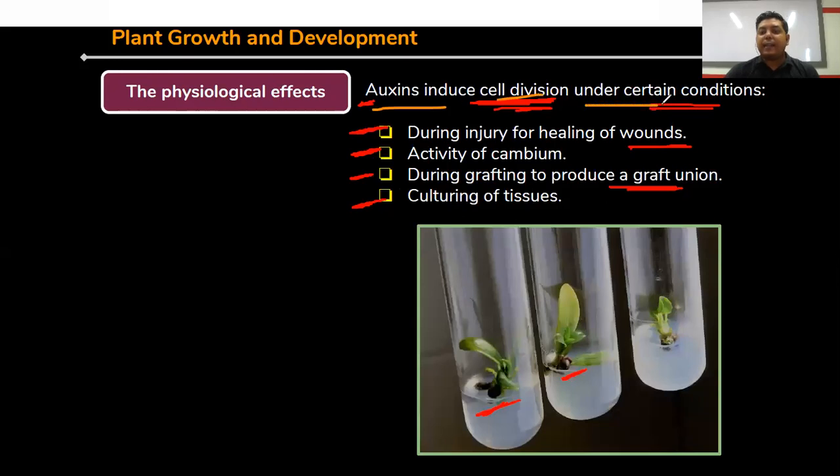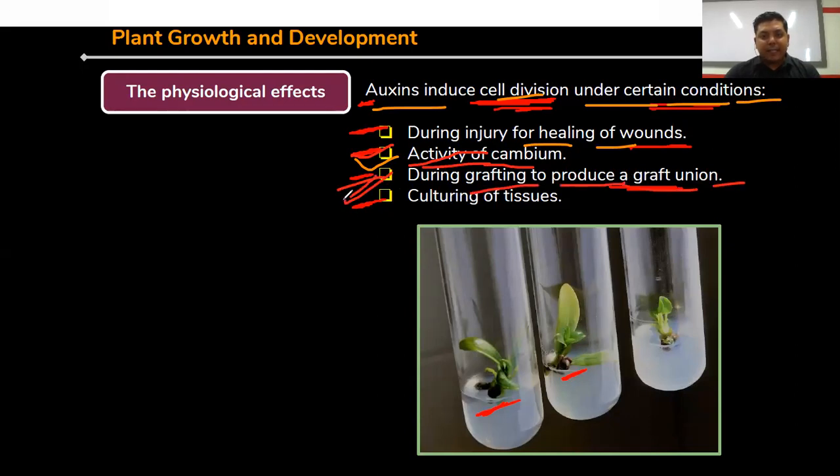Auxins induce cell division under certain conditions. So auxins are also involved in cell division processes under some conditions. During injury or healing of wounds, in case of any plants that are facing some injury, clear, for healing this portion, auxins are also needed. Activity of the cambium: already I've learned about the cambium cells that are present throughout the whole plant body. The maintaining of the activity of the cambium is done by the auxin plant hormone.